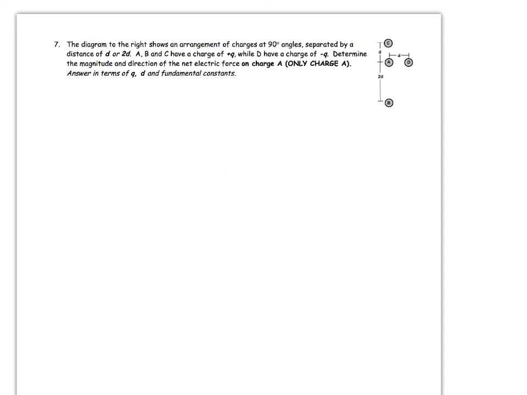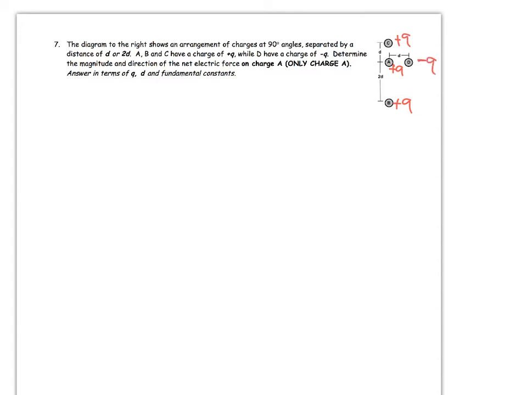All right, we have a diagram over here showing an arrangement of four charges, A, B, C, and D, and we want to figure out the magnitude and direction of the net force on charge A. We know that charge A, charge B, and charge C all have a charge of plus Q. D has a charge of minus Q.